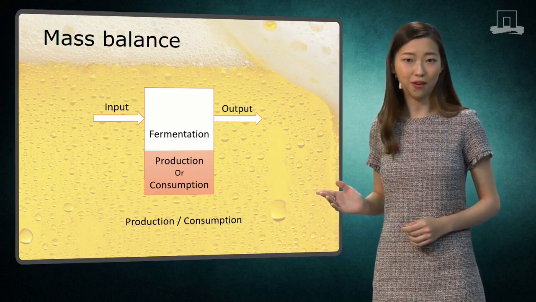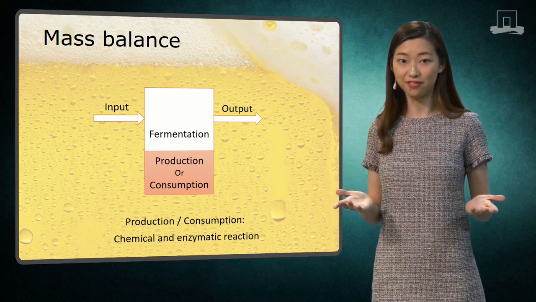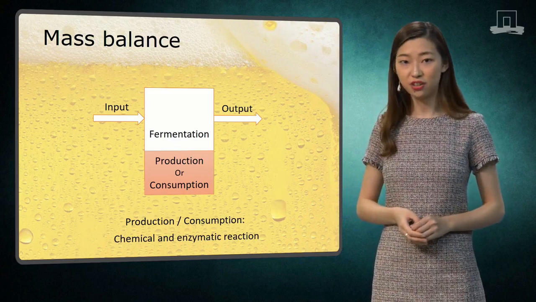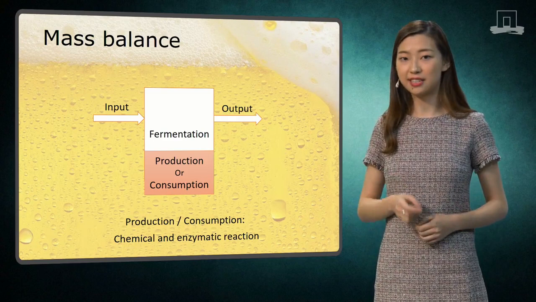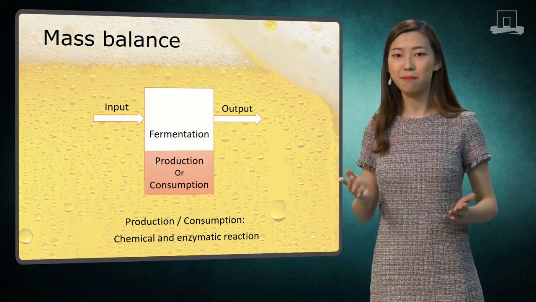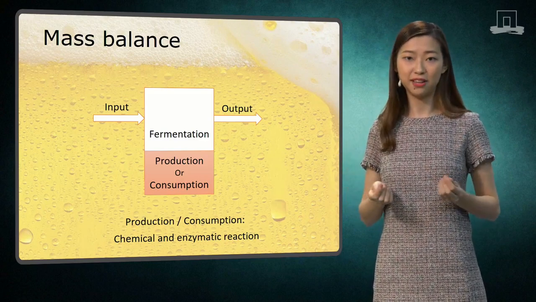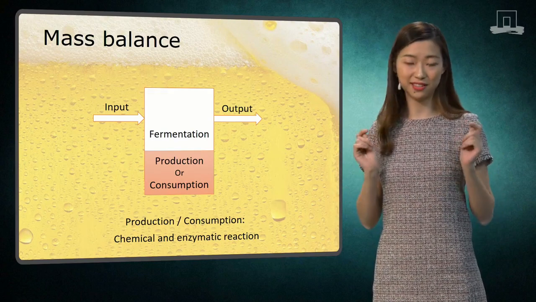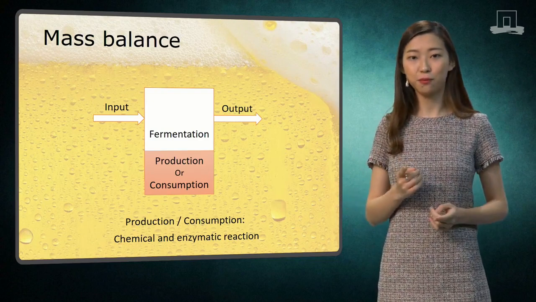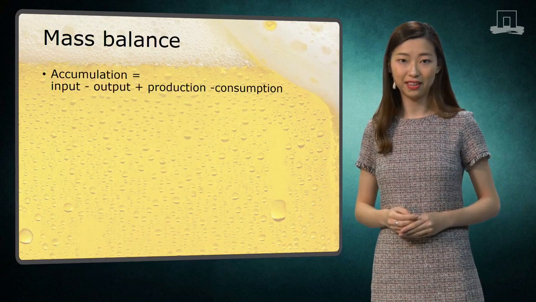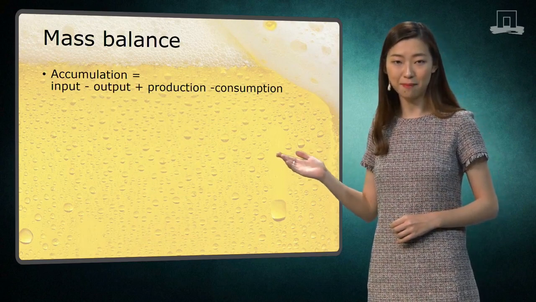Production and consumption are related to all sorts of reactions, such as chemical and enzymatic reactions. For example, during fermentation, sugar is converted to carbon dioxide and alcohol. The sugar is consumed by the yeast, so the mass of sugar decreases. The yeast produces alcohol and carbon dioxide, so the masses of both increase. It's that simple. Putting everything together, you end up with a very useful expression. Accumulation equals input minus output plus production minus consumption.